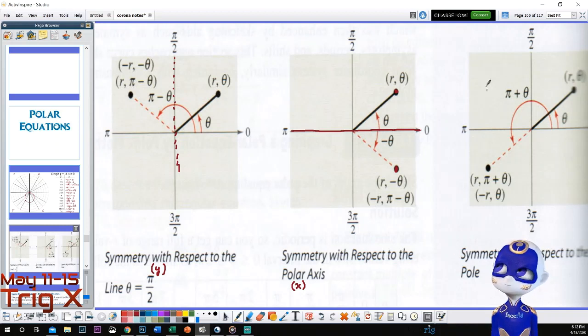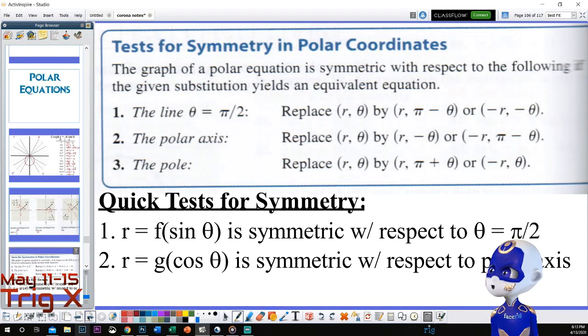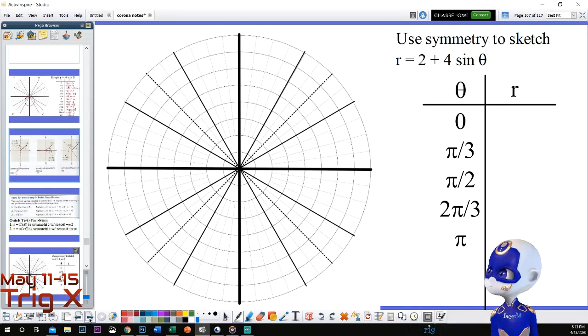Next, symmetry with respect to the pole. We're going to consider the pole to be this right here. So basically we're just going to take our r, theta, wherever that is, and we're going to flop it to the other side. What flops it to the other side? Having a negative radius. So all you do is change the sign of your radius and it will flop to the other side. Those are the three types of symmetry. There are different ways to test for symmetry, but those are my hints to you. Now we're going to use symmetry to help us sketch this.